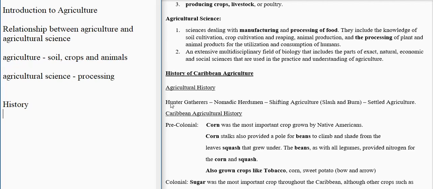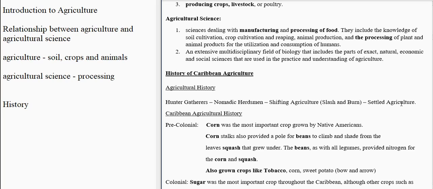Eventually, we move to what we call shifting cultivation. Shifting cultivation basically means they would burn or clear an entire land area, cultivate that area, and then when they had harvested, they would move to another area where they repeat the practice. That's why it's also called slash and burn.